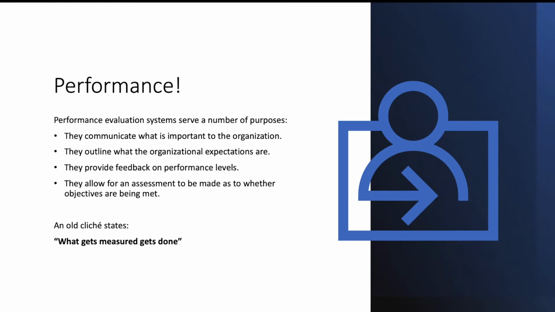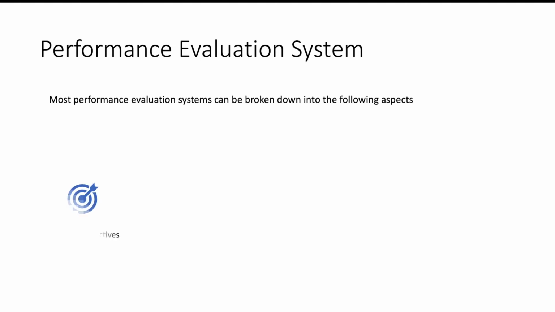So what I'm telling you here are the purposes of performance: they communicate what is important to the organization, the organizational objectives, expectations, feedback, performance levels, and assessment. Now let's move on to the next thing, the performance evaluation system. What is a performance evaluation system? Most performance evaluation systems can be broken down into the following aspects.